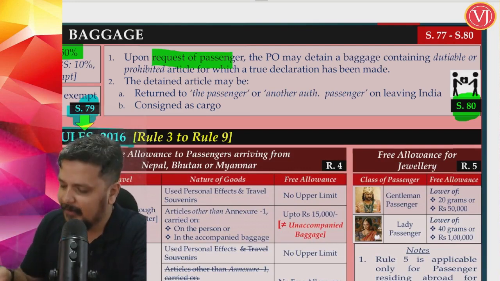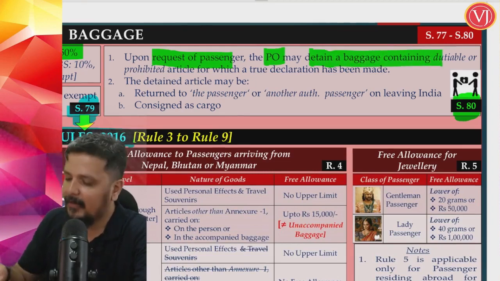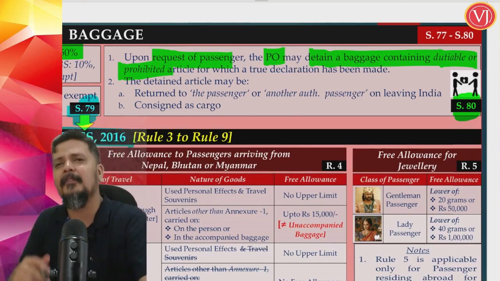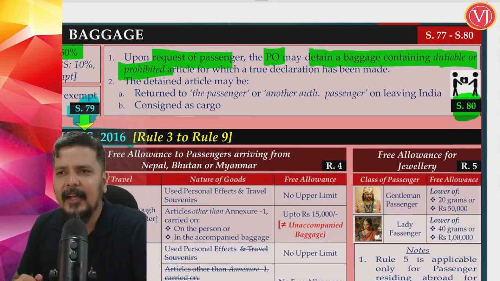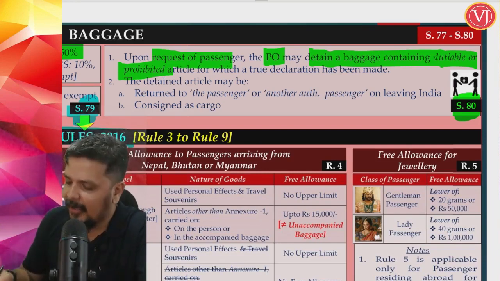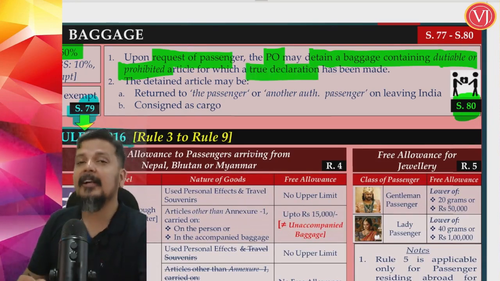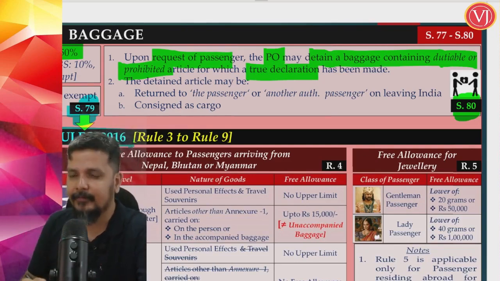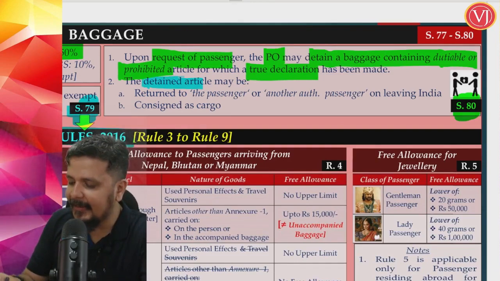So he asks the proper officer to take these baggages, whether they are dutiable or prohibited. He might bring something which is not prohibited in his country but is prohibited in India. So he asks the proper officer to detain this baggage. But the condition is that the passenger should have given a true declaration. Then the proper officer may detain that article.